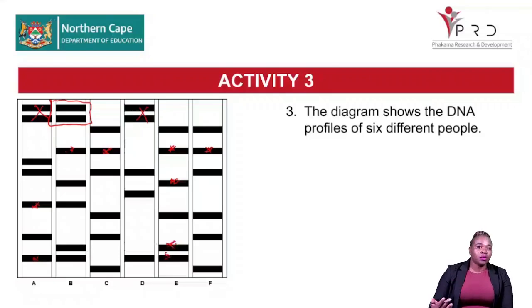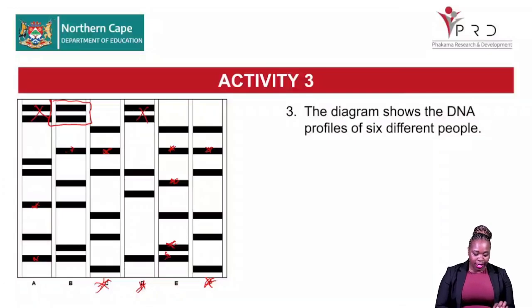Now, we're going to count the number of bars that are matching with all these other individuals. F will be excluded because at least half of the bars of B must match with F. So F is not the father, is not the parent. And then D also only one matched, not the parent.